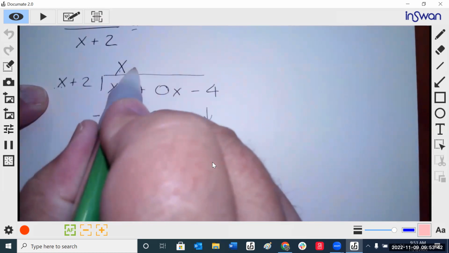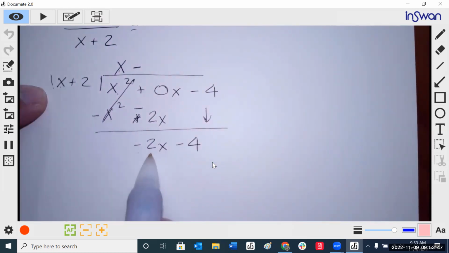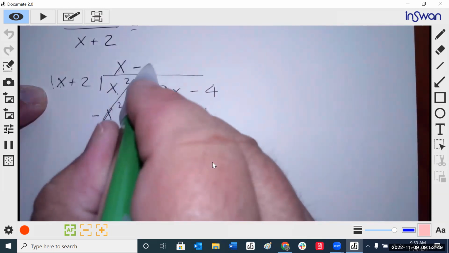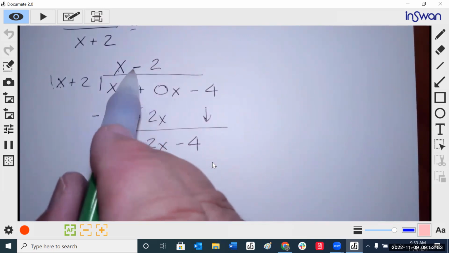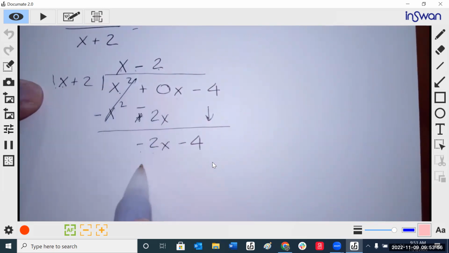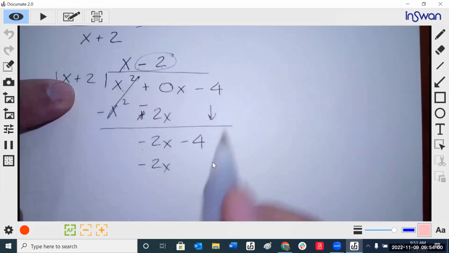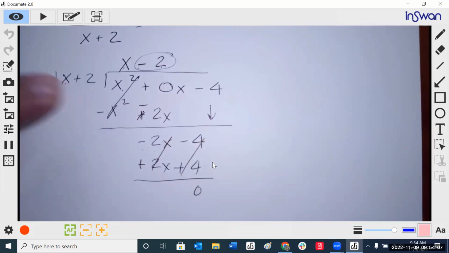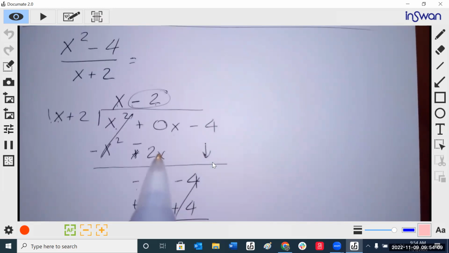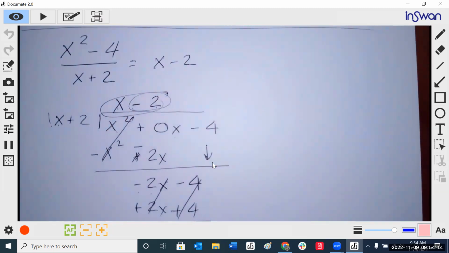Positive times negative is a negative. What times 1 gives me 2? Do I need any more x's? No. So negative 2 times x is negative 2x. Negative times positive is negative. 2 times 2 is 4. Change the signs and add. So my answer is x minus 2.